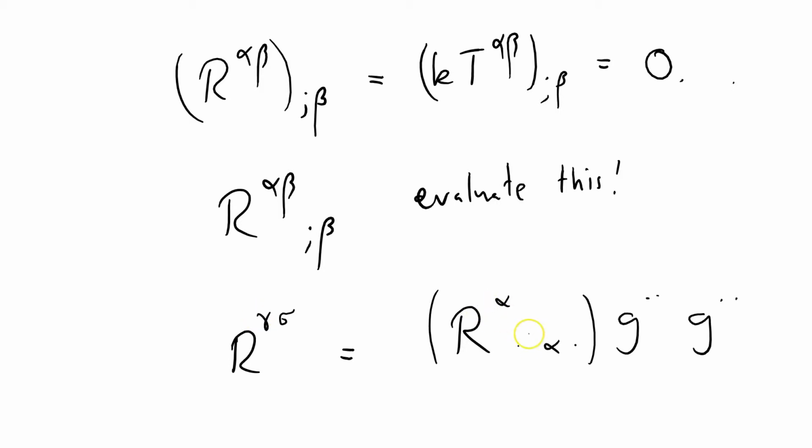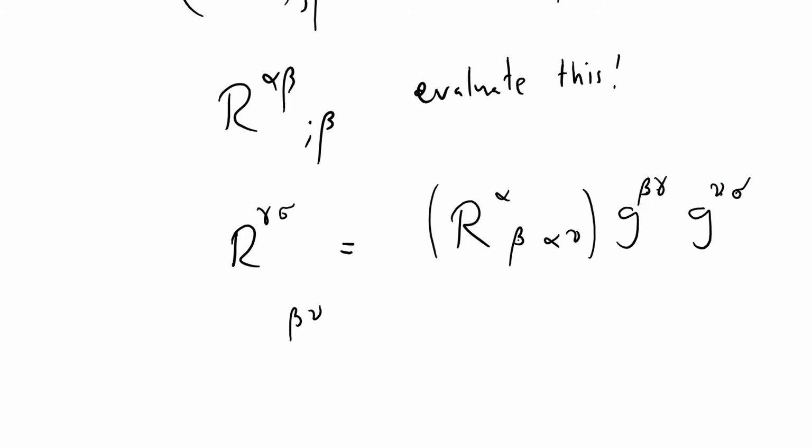So we're summing over alpha. I've got gamma and sigma. What have I got left? I've got a beta and a nu. So I'm going to put a beta there and a nu there, and I'm going to sum that beta with that beta there, and that nu with that nu there. This gamma here is going to be that gamma there, and that sigma is going to be that sigma there.